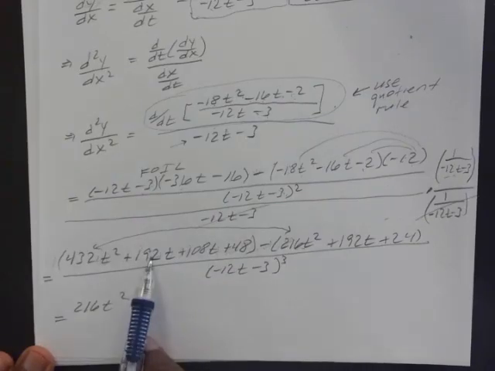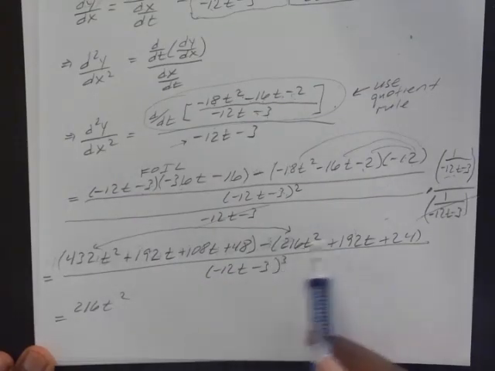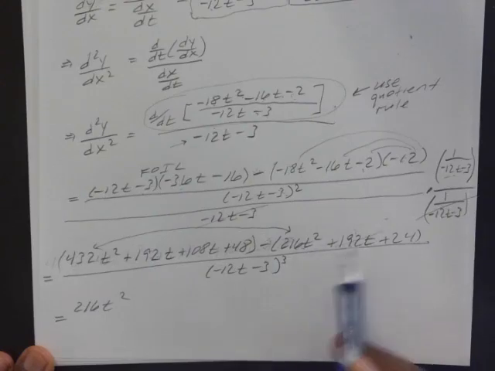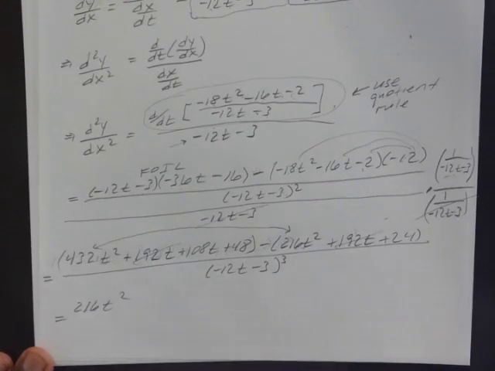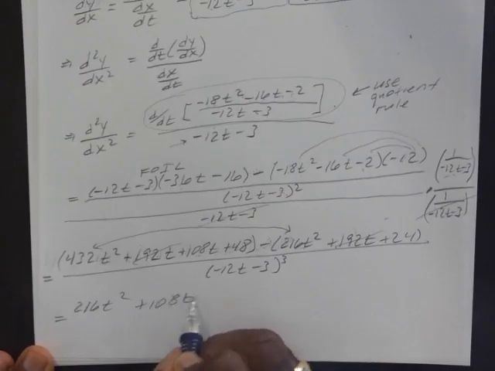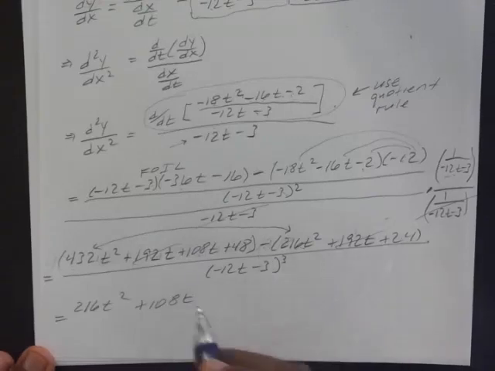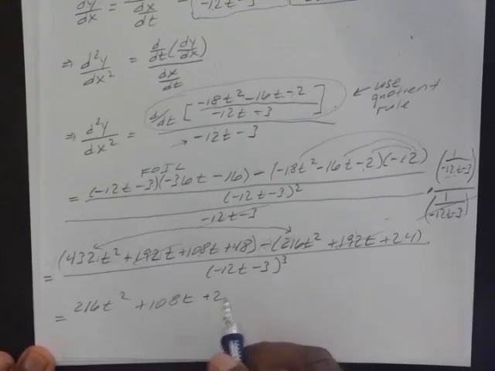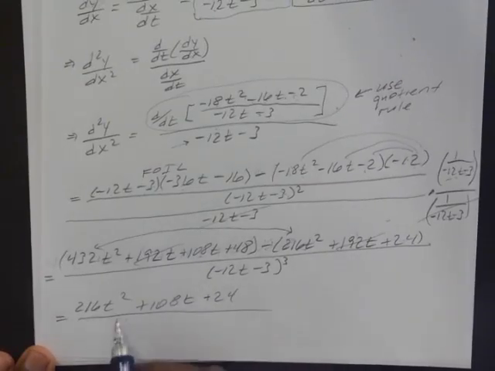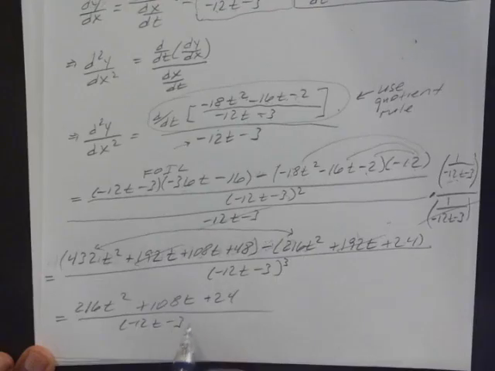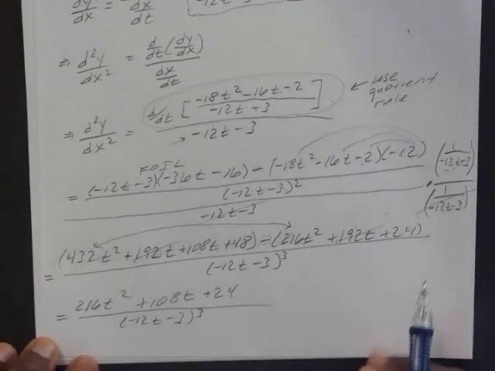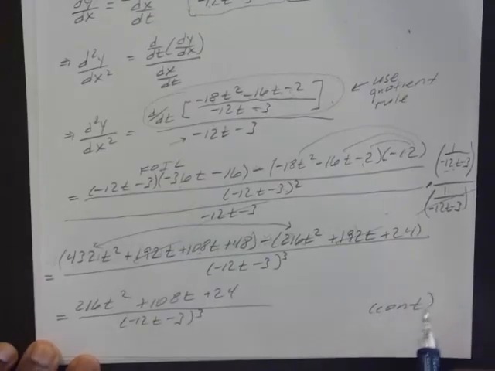Okay, so you just have 192t. We distribute this negative, that'll make this negative 192t. So these two actually cancel each other out. Okay, so that just leaves plus 108t. Then we have 48 minus 24. That's just positive 24 divided by negative 12t minus 3 to the third power. And we'll finish it up on the next page.